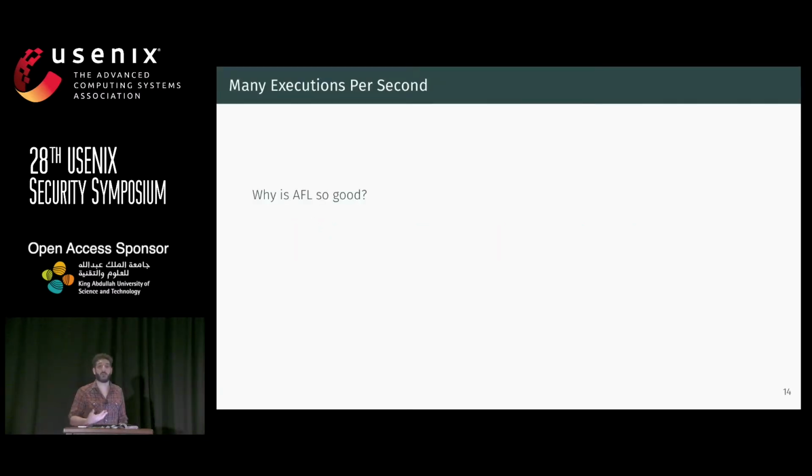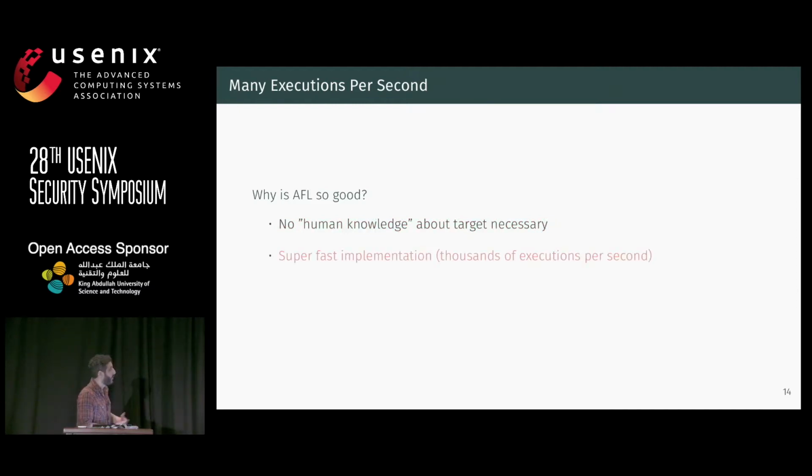So the question that we ask ourselves is, why is AFL so good at what it does? AFL is often used as a basis in research to build your own work on top of it because it works so well. There are many reasons why it's good, but for us, one of the most important is that human knowledge is not necessary for AFL. AFL does not have to know what kind of application this is or what structure the application needs. It just knows this is a binary that it needs to fuzz. And coupled with that, AFL is really well implemented. It's super fast. It can do thousands of executions per second, even more.